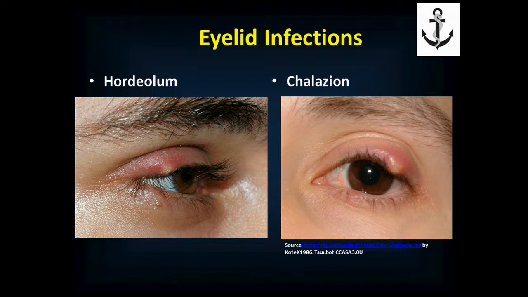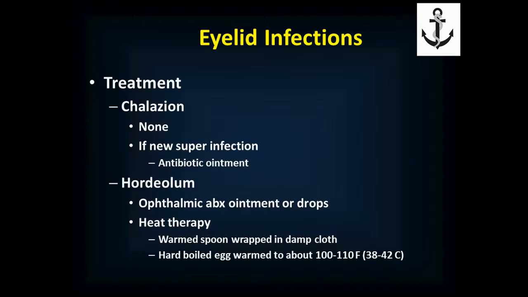So on the left you see the hordeolum. It looks like a little pimple because that's essentially what it is. On the right you see that cystic structure, the chalazion, and that's basically starting to swell enough in that area that it's affecting the patient's ability to open their eye completely. So treatment for chalazion is none if they've had it for a while. If it's a new superinfection, it now hurts, it's red, it's tender, then antibiotic ointments. For the hordeolum, antibiotic ointments or drops.